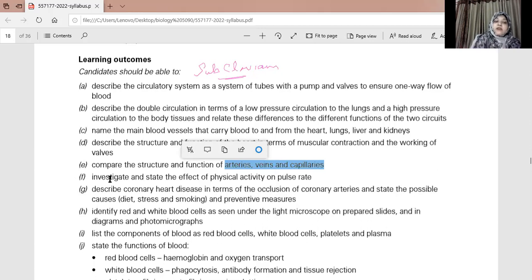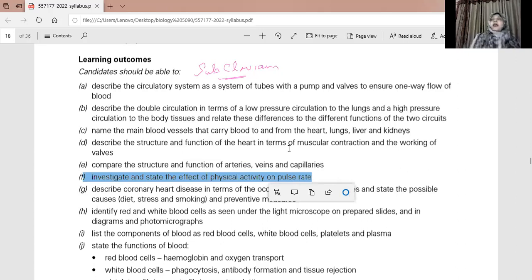Okay, investigate the effect of physical activity on pulse rate. It means the examiner will give you a question in which they are recording the heartbeat. One thing you have to keep in mind is that there are many ways to find out the heartbeat. The easiest one is a stethoscope. With the help of this, anyone can measure it. Pulse rate is heart rate.